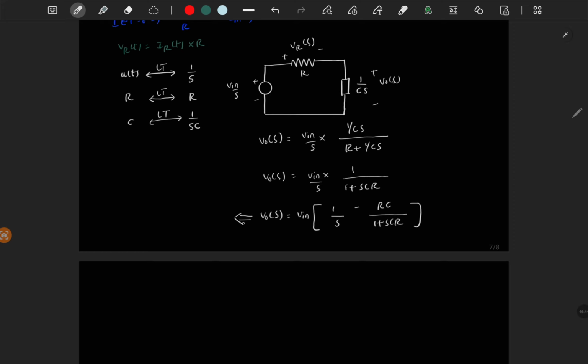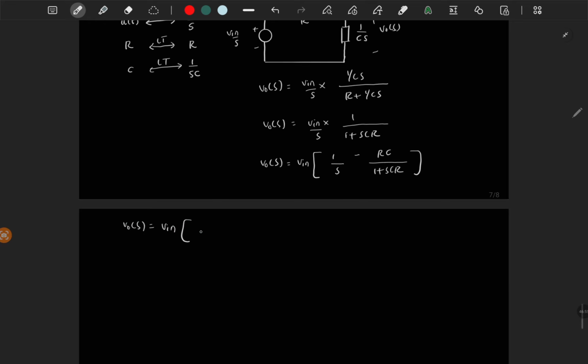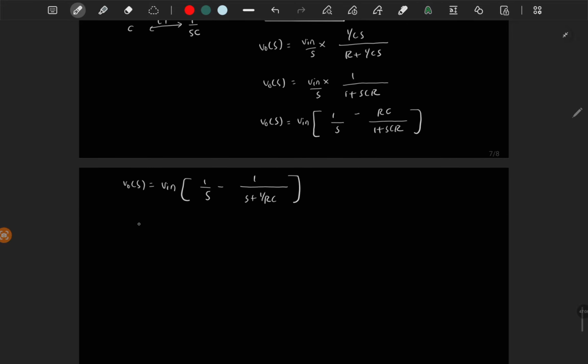So that implies V0 of S is Vin times (1 by S minus, if you take RC out, 1 by (S plus 1 by RC)). If you convert this into inverse Laplace transform, then V0 of t is equal to Vin into, since 1 by S inverse Laplace is u of t, which is 1 in magnitude, minus e to the power minus 1 by RC into t, u of t.